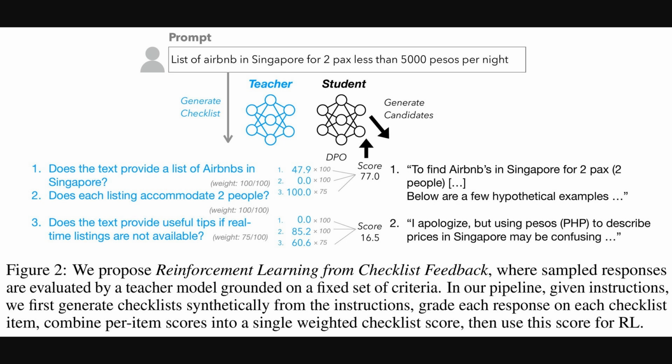So how does this method actually work? This diagram lays out the process, which they call reinforcement learning from checklist feedback. It starts with a user's prompt. The teacher model then automatically generates a specific checklist from that prompt's instructions. For instance, checking if a list was provided, or if the number of people was correct. The student model, the one being trained, then generates a few different responses. Finally, the teacher grades each response against that checklist, creating a detailed score that teaches the student which answer was better.